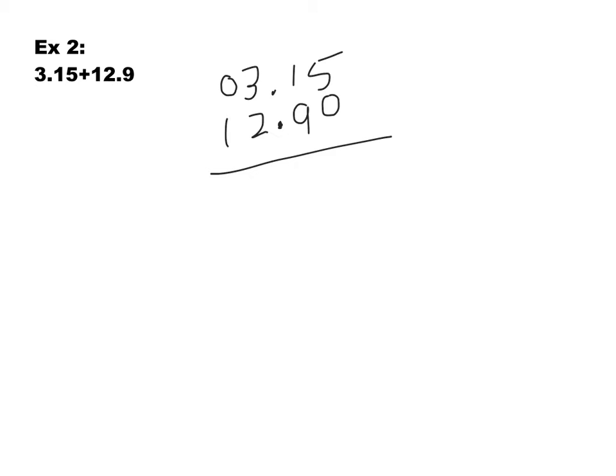I can say 5 plus 0 is 5. 9 plus 1 is 10, so it becomes 0, and there is a 1 carry over. 1 plus 3 is 4, 4 plus 2 is 6. And then the decimal point comes down, and then 0 plus 1 is 1. So the sum of 12.9 and 3.15 is just 16.05.